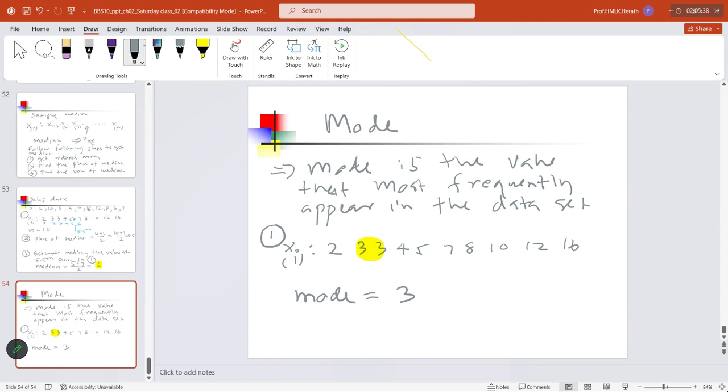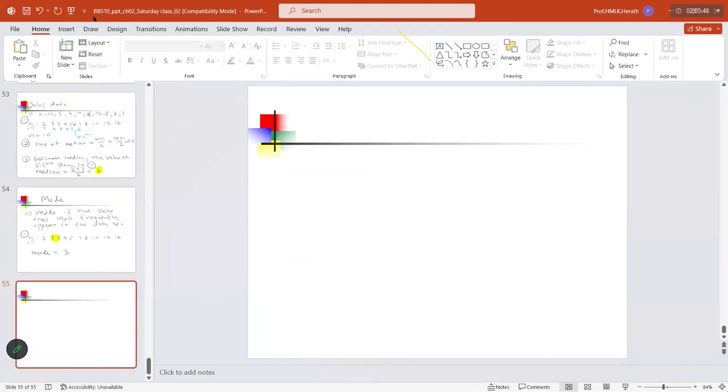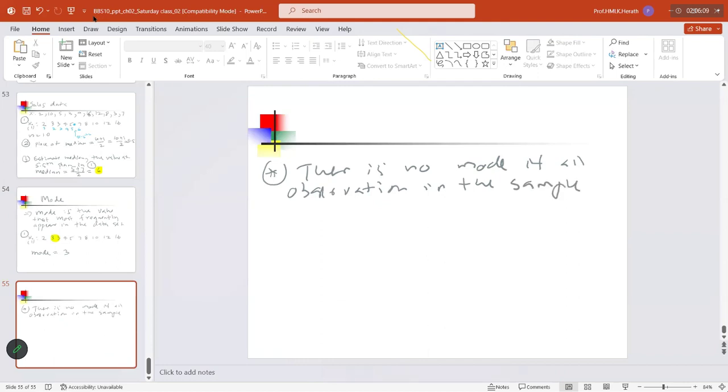So if all observations appear the same number of times, there is no mode. There is no mode if all observations in the sample appear an equal number of times.